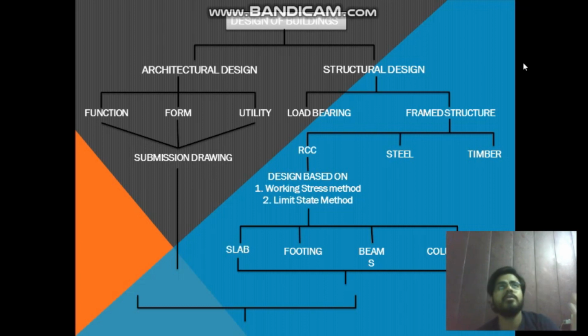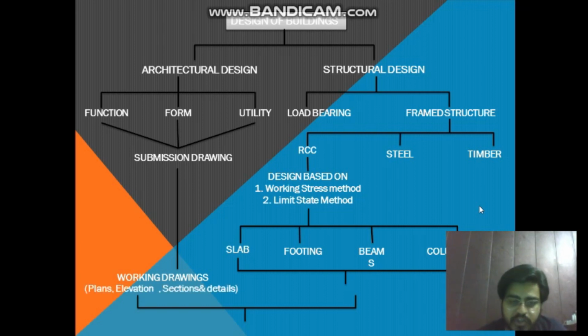Submission drawings are basically used to get permission from the government authority. A submission drawing is made to get the approval from the authority. After we get the approval from the authority, we make the working drawings. Working drawings means we make the plans, elevations, sections, and details for the construction part on the site.